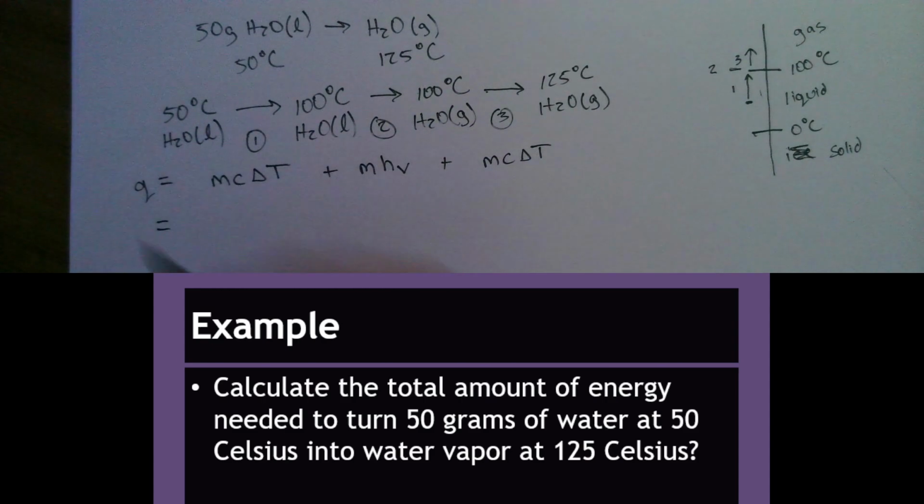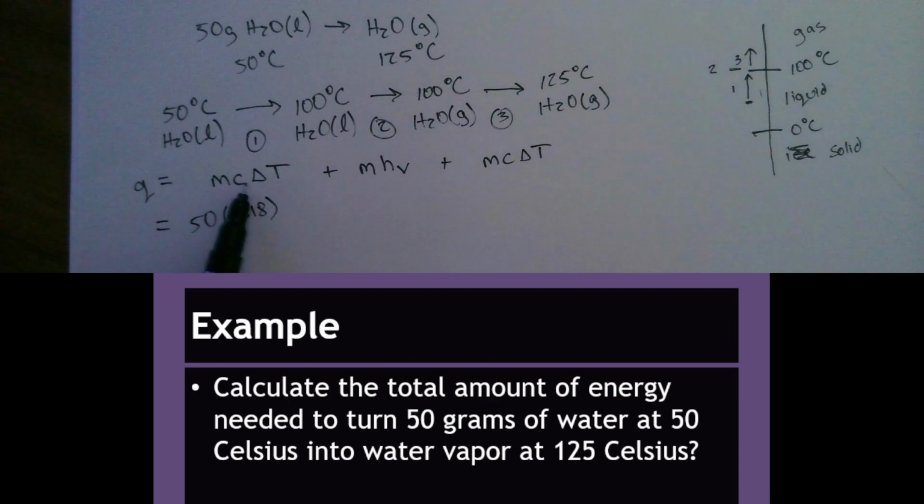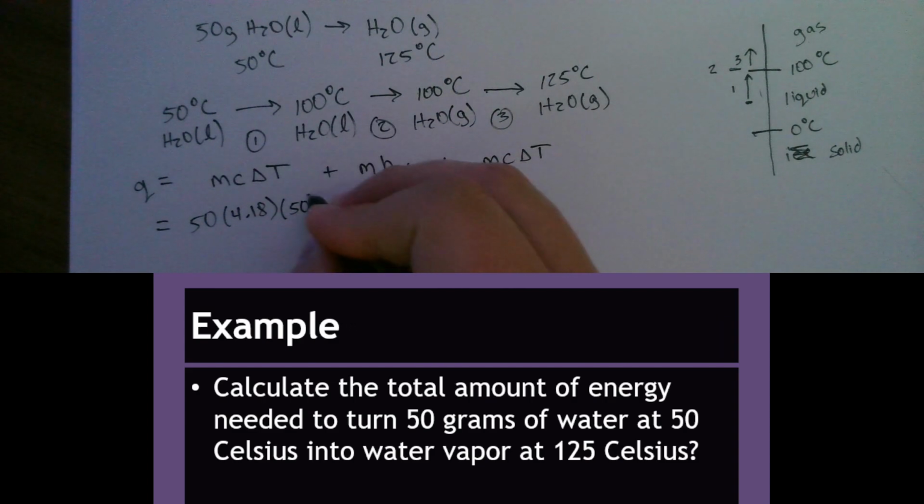So let's get started with it. M is going to be 50. So this is C. This is liquid water. So the C for this is 4.18. My change in temperature goes up by 50 degrees. So it'd be positive 50.